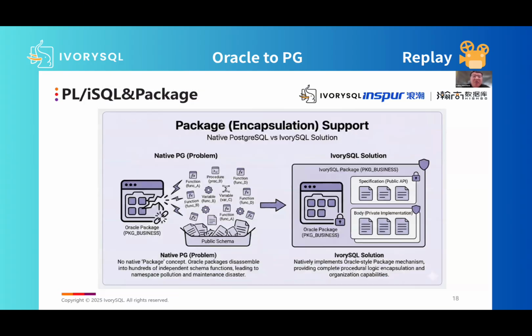Everyone look at the diagram on the left. Native PostgreSQL lacks the concept of packages. In a traditional migration, you have to take an Oracle package and smash it into pieces, like function A, function B, and variables A, B, C. This leads to namespace pollution. You lose your global variables. You lose your encapsulation. It becomes a maintenance nightmare.